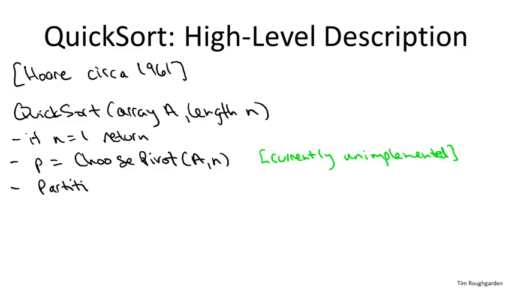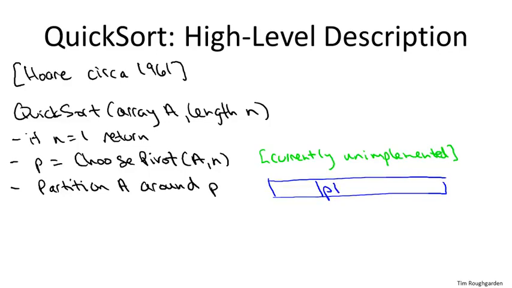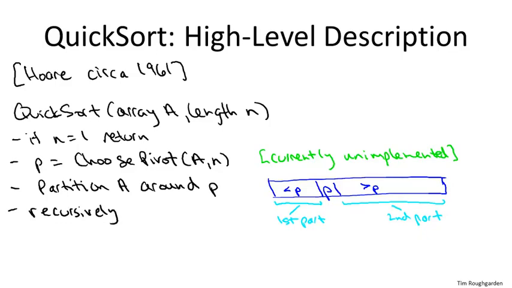So recall that results in a version of the array in which the pivot element p is in its rightful position. Everything to the left of p is less than p. Everything to the right of the pivot is bigger than the pivot. And now all I have to do to finish up is recurse on both sides. So let's call the elements less than p the first part of the partitioned array, and the elements greater than p the second part of the partitioned array. And now we just call quicksort again to recursively sort the first part and then to recursively sort the second part.